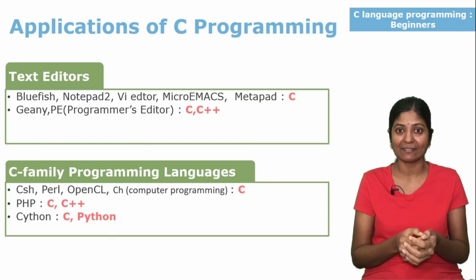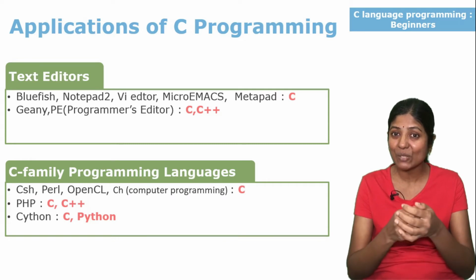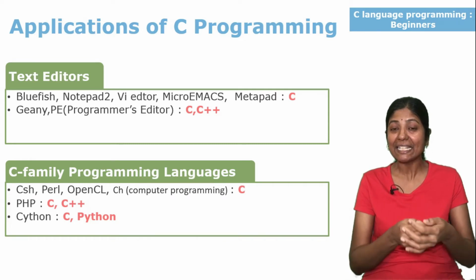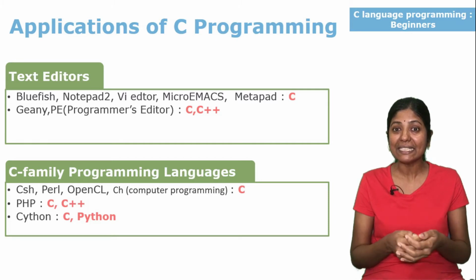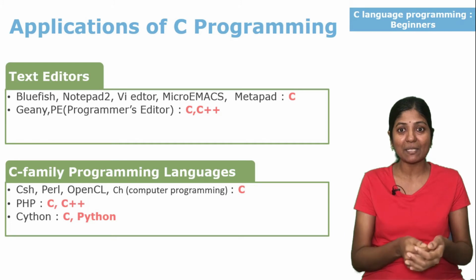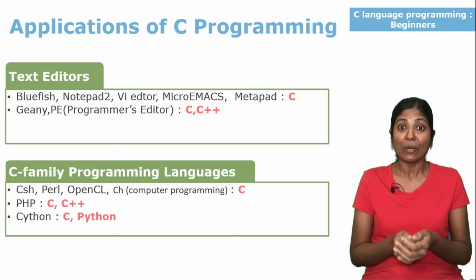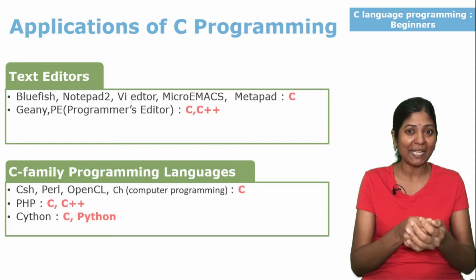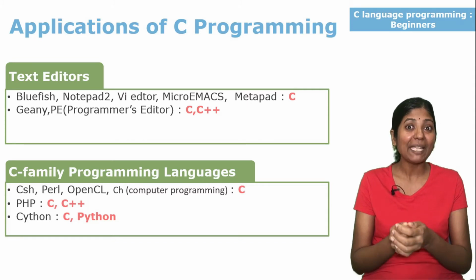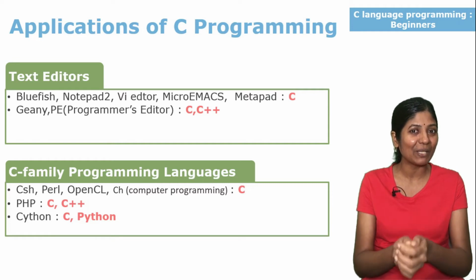Not only that, some of the C family programming languages were also implemented using C language. In the introduction video, we learned that C influenced many programming languages like C++, Java, C#, Python, Perl and so on. Not only did it influence many programming languages, but many programming languages were also written in C.